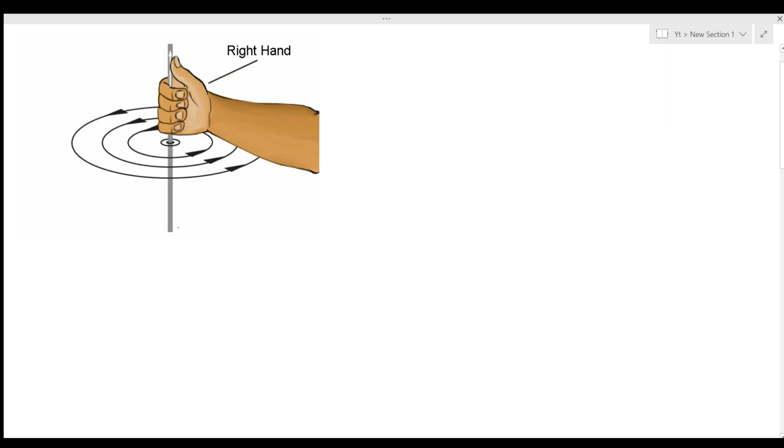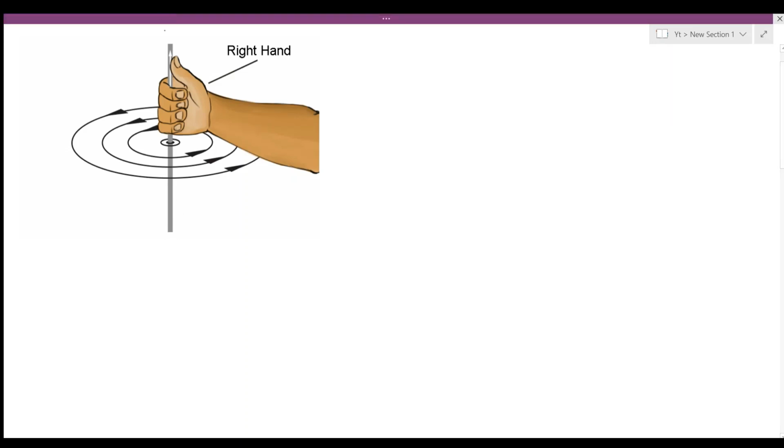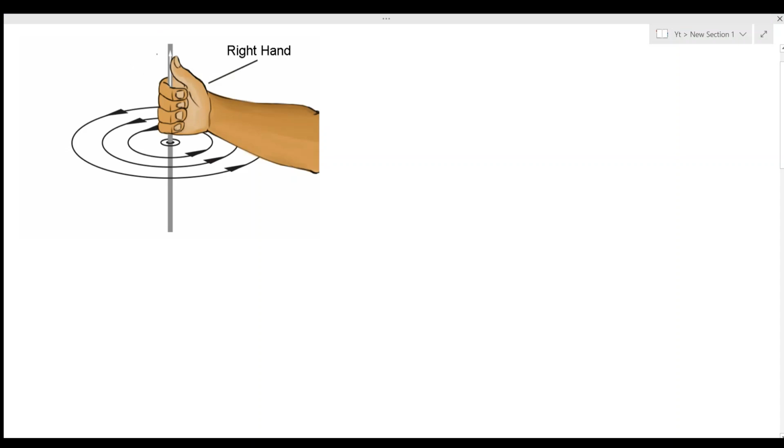okay? And what the right-hand grip rule or thumb rule, both are correct, states that the thumb points towards the direction of the current. So in this case, the person's thumb is pointing towards the top, so the direction of current is up. And the direction in which your fingers fold around the wire is the direction of the magnetic field. So in this case, the person's finger is curling around the wire like this. So the fingertip goes from here to here, and therefore this is the direction of the magnetic field that's induced, right?